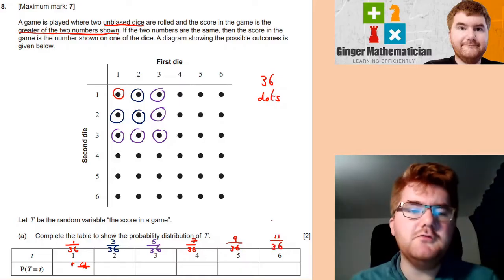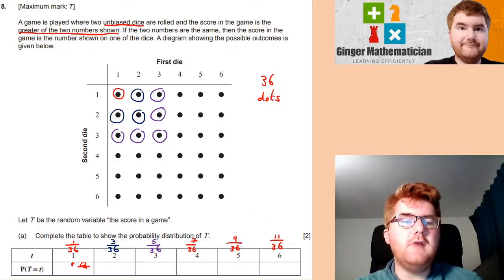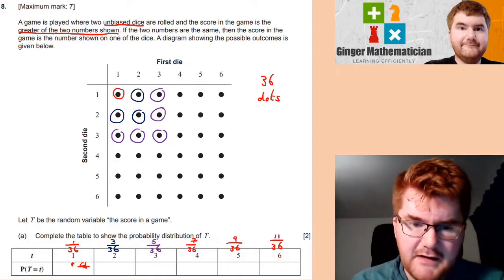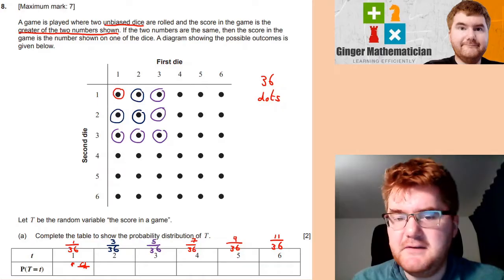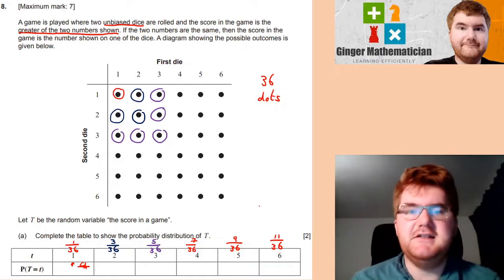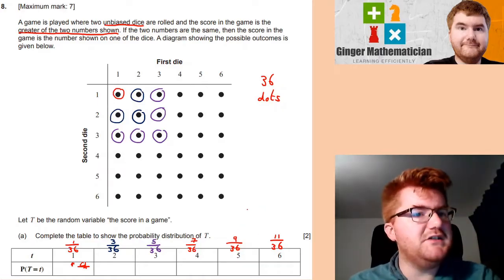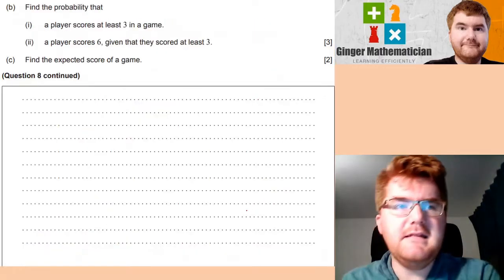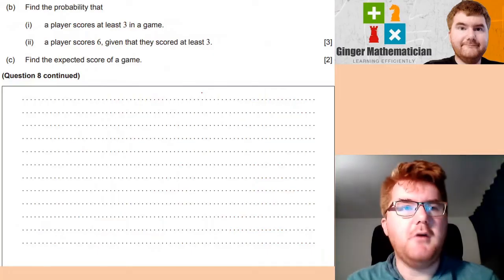And if we've covered all situations, these should all add up to 36. 1 plus 3 is 4, plus 5 is 9, plus 7 is 16, plus 9 is 25, and plus 11 is 36. So I've got all the situations represented from my diagram. Now we go on to use this to work out some probabilities.